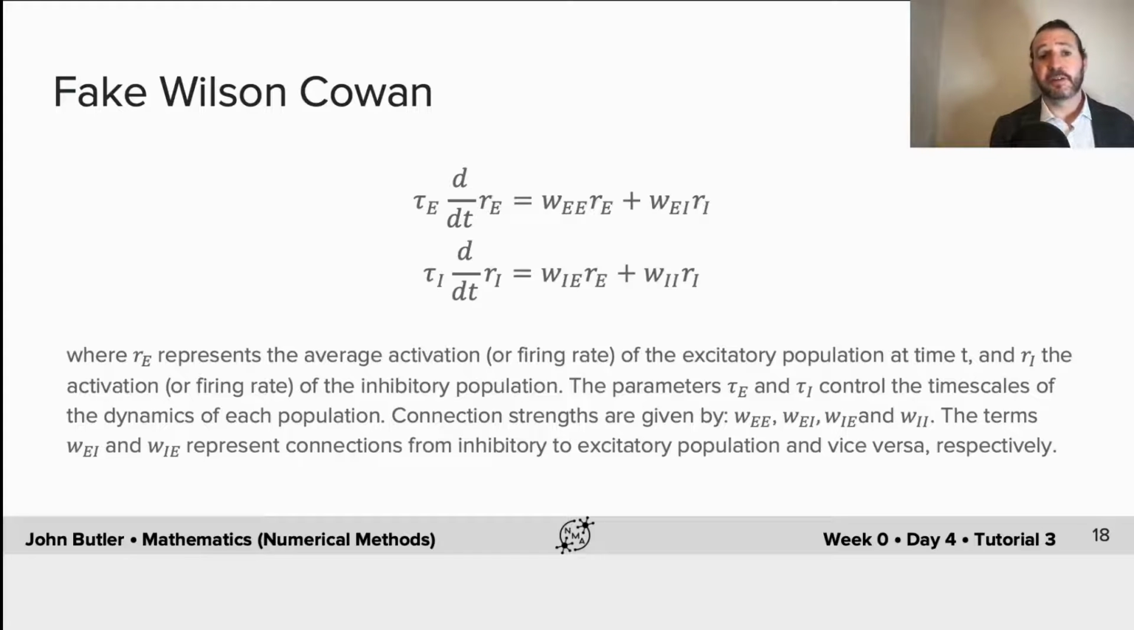I'm going to introduce what I'm going to call the fake Wilson-Cowan. It's a simplified form. It's a differential equation that describes the firing rate of excitation, or E, as a times the time constant, the rate of change of that, and the firing rate of the inhibition population as well. So we have two equations, one for excitation and one for inhibition. And then we have some weights that combine the excitation and inhibition. So WEE is the weight for excitation to itself, WEI is excitation upon inhibition, WIE is inhibition upon excitation, and WII is inhibition upon itself. So we have this system of equations, and they're all dependent upon each other.